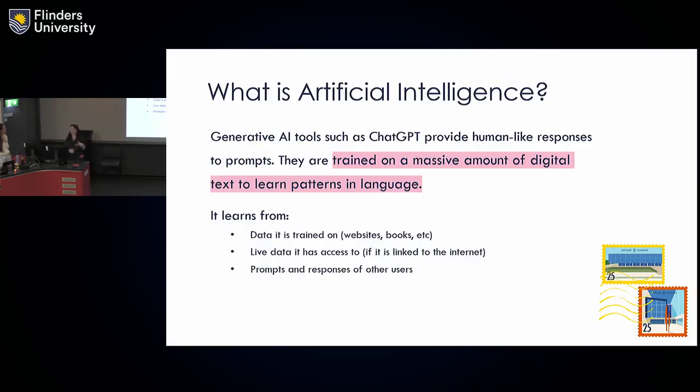It also takes the prompts and responses of other people and yourself as well. So unless you're in an incognito mode or a private mode, it's taking what you put in. So if you put in all of your essays, it's taking that and using that as training data as well. So just be careful of those types of things, where it's getting its information from and how it's using your information as well. Does that make sense to everyone?